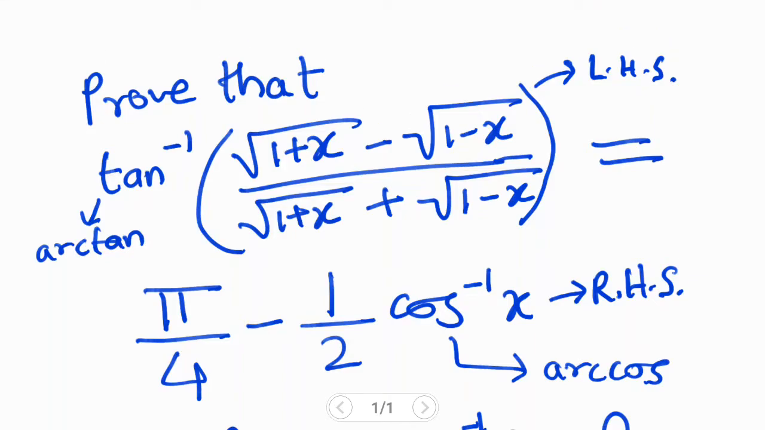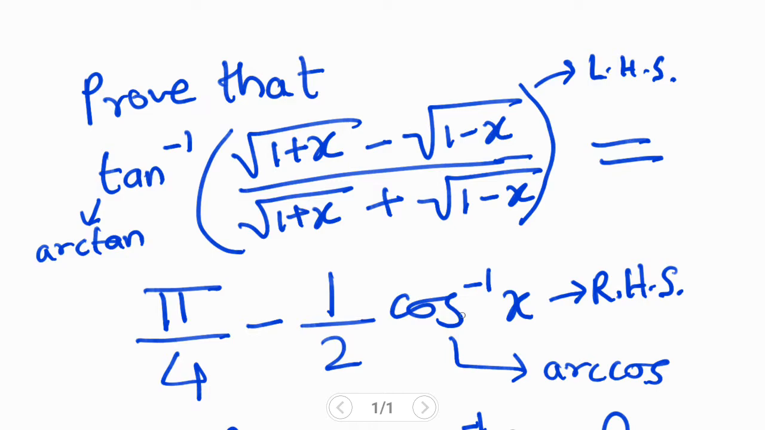Let us look at this interesting problem that we have over here. We have to prove that tan inverse of this fraction over here is pi by 4 minus half of cosine inverse of x.